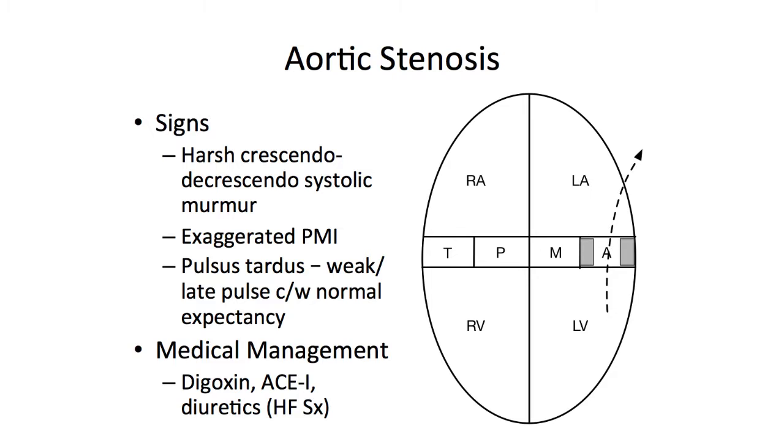In aortic stenosis, you'll hear a harsh crescendo-decrescendo systolic murmur. You may feel an exaggerated point of maximal impulse, which should be at the fifth intercostal space, left midclavicular line. You can also see pulsus tardus, which is a weak or late pulse compared with normal expectancy. Medical management for these patients includes digoxin, ACE inhibitors, and diuretics, primarily the treatment of heart failure symptoms.